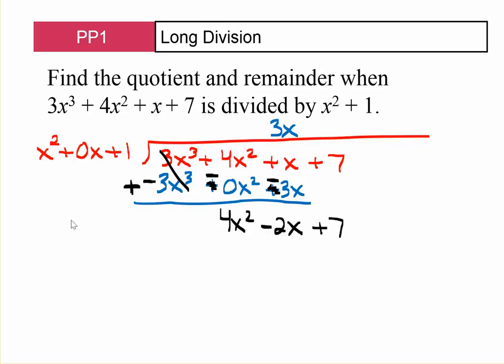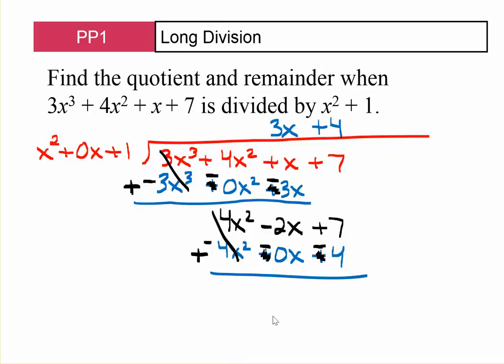All right, and then the whole process begins again. x squared times what gives you 4x squared? A positive 4. Also, it is a constant term, so it goes right above the 7, because we're at the end of the number here. So 4 times x squared is 4x squared. 4 times 0 is 0x, and 4 times 1 is 4, and then we subtract. All right, and again, you can subtract or you can add the opposite if you like. The 4x squareds better go away. Negative 2x plus a negative 0x, still negative 2x. 7 and a negative 4 make a plus 3.